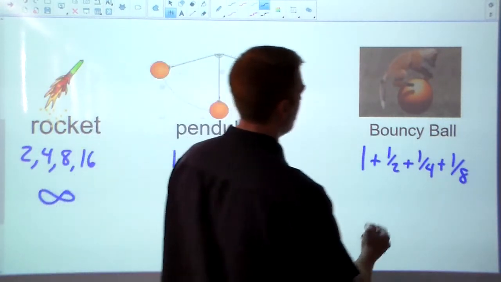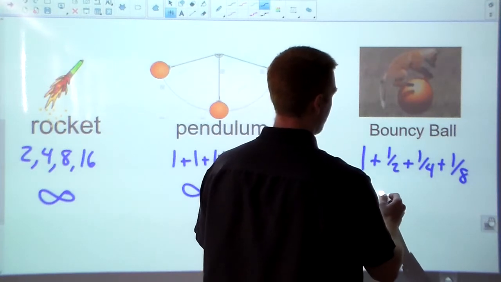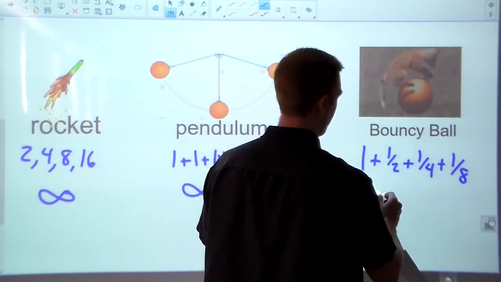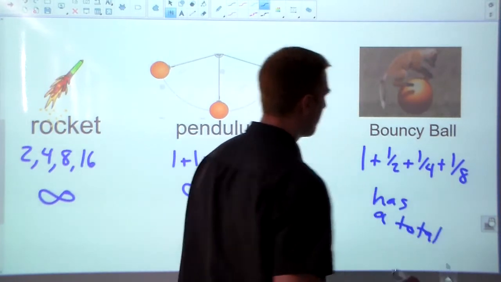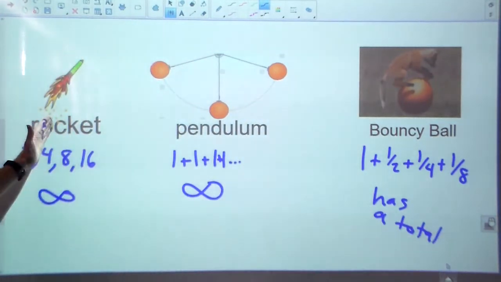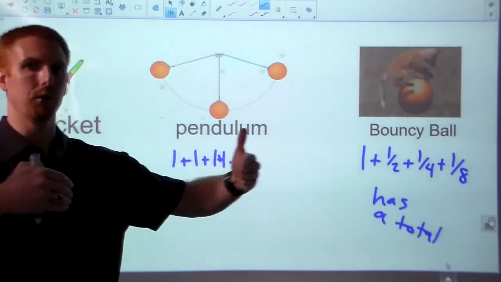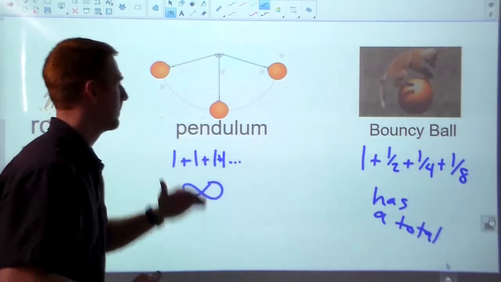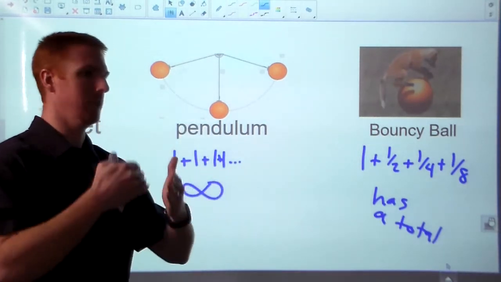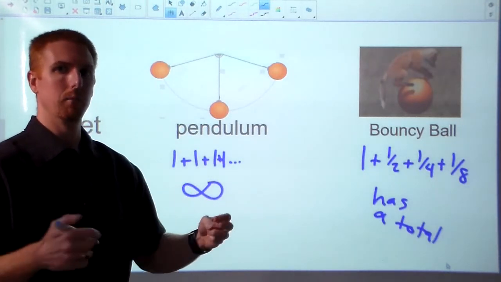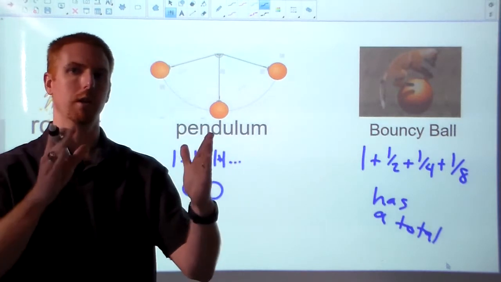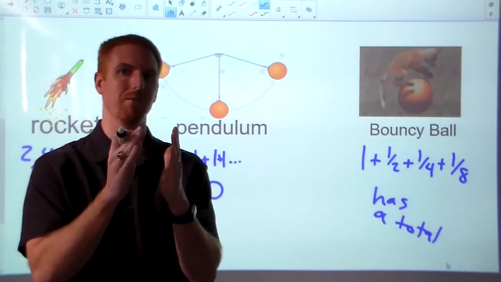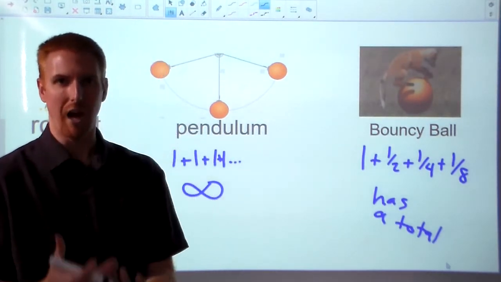So kind of the same deal, but it does converge to something. So let's say it has a total for now. The difference is here, the rocket is speeding up. The terms are getting further apart each time. Pendulum, the terms are the same distance apart each time, but they're not slowing down. The bouncy ball is slowing down. The distance between each term is getting smaller each time, and eventually it stops.